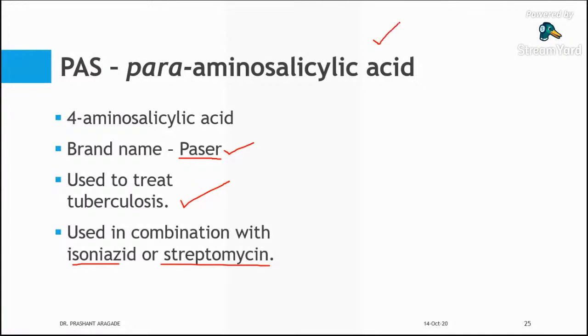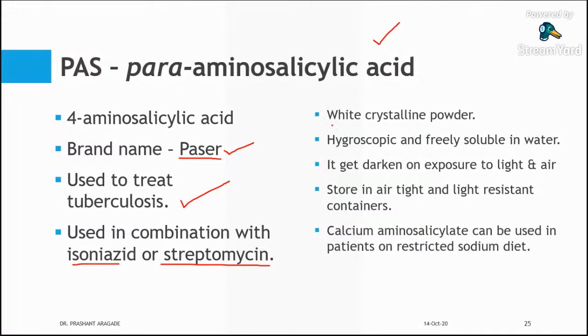As it is a second line agent, it means it has a more toxic effect than the first line agents. It is available as a white crystalline powder, which is hygroscopic in nature. When we studied antiseptics and disinfectants, at that time also we came to know about hygroscopic nature. What is meant by hygroscopic in nature? It is nothing but that the particular compound has the ability to absorb moisture from the atmosphere.